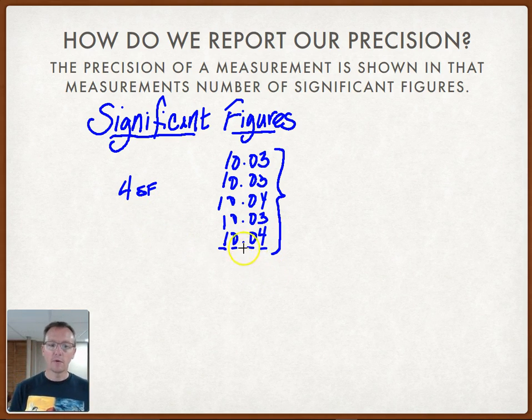So what we're saying when we say we have 4 sig figs is that no matter who does the measurements, people are going to get 10.03 or 10.04. And it's going to be that repeated no matter who does it.